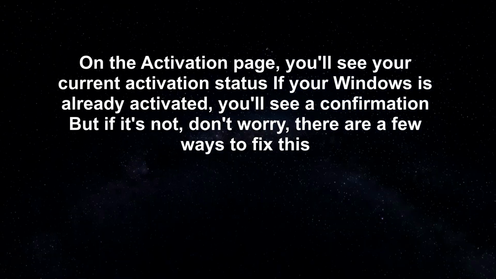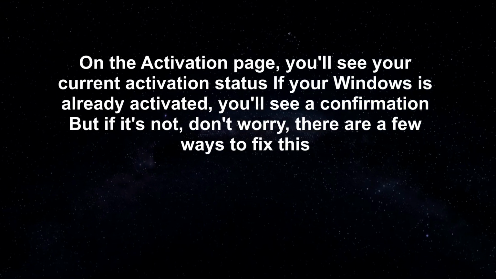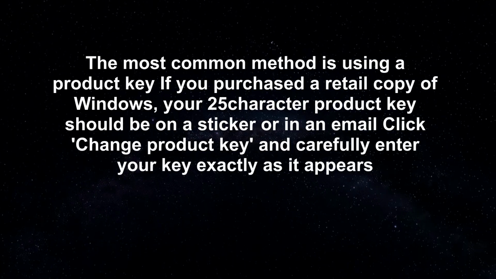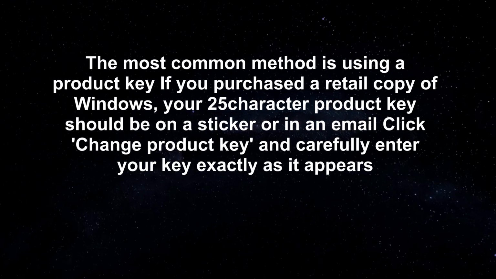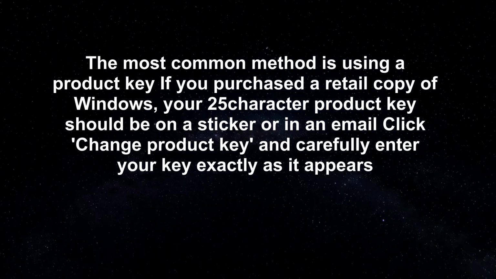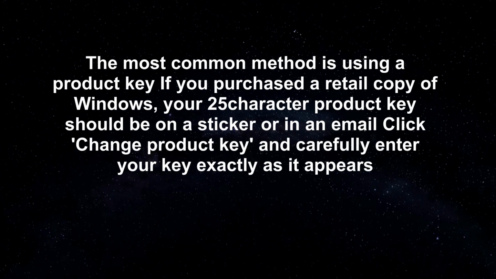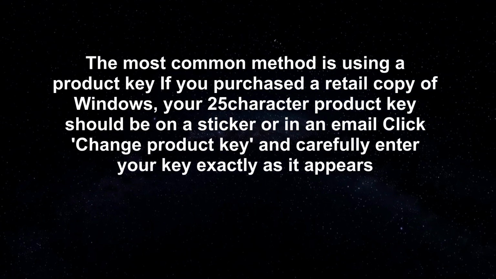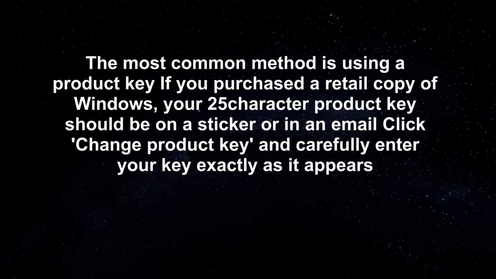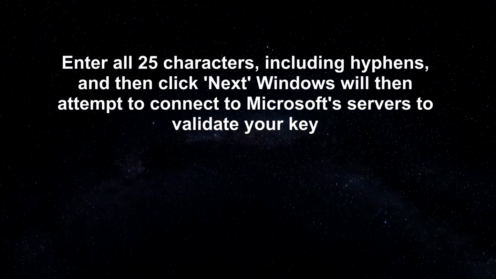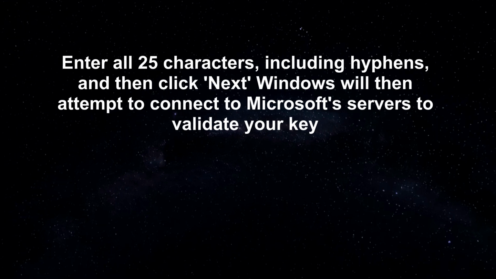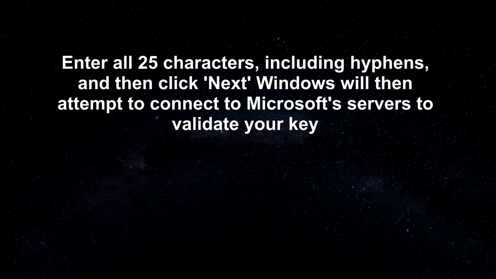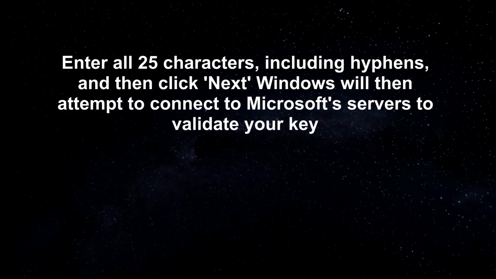If your Windows is already activated, you'll see a confirmation, but if it's not, don't worry, there are a few ways to fix this. The most common method is using a product key. If you purchased a retail copy of Windows, your 25-character product key should be on a sticker or in an email. Click Change Product Key and carefully enter your key exactly as it appears. Enter all 25 characters, including hyphens, and then click Next. Windows will then attempt to connect to Microsoft servers to validate your key.